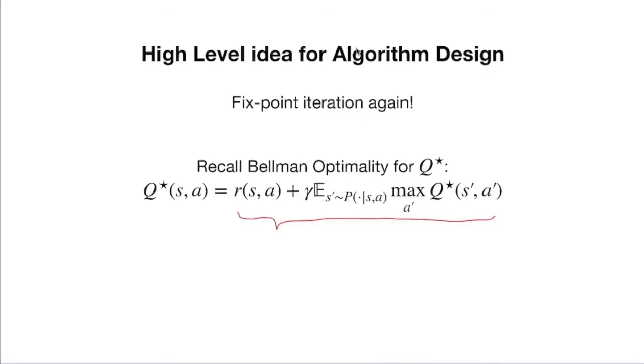Let me remind you of the Bellman operator. This is TQ, measured at state s, a. Remember, TQ is a black box that takes a state-action pair as input and outputs a scalar: R plus gamma times the expectation of V star at S prime.